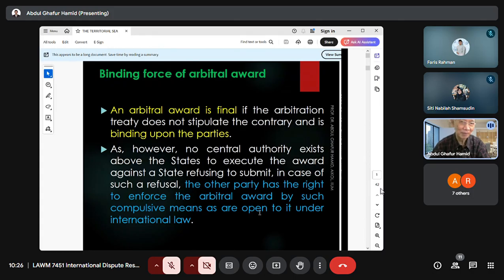If one of the parties to the arbitration does not comply with the arbitral award, then what can the winning party do? To apply the enforcement of international law, to enforce the arbitral award by coercive means. Okay, what are the coercive or compulsive means to apply, to enforce the award?